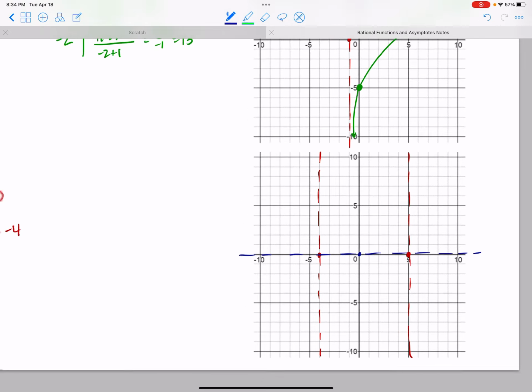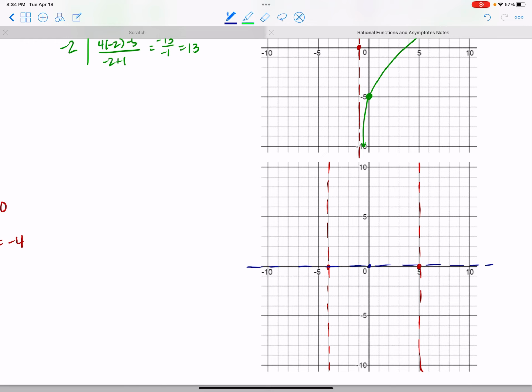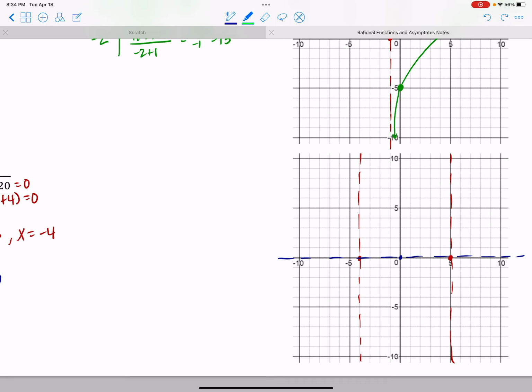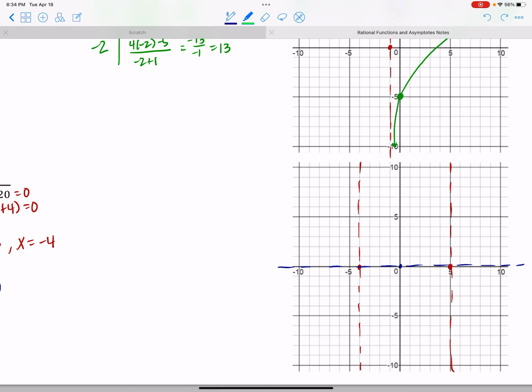Okay, so now I've got to figure out where my branches are, and there will be 3 this time. I'm going to have some branch on this side of the vertical asymptote, some branch in between, and then some branch that's over here. So I've got to figure out what those are going to look like. So I need to pick x values left of, in between, and right of those verticals.